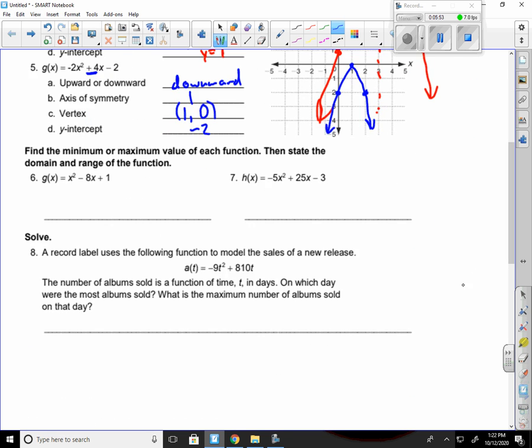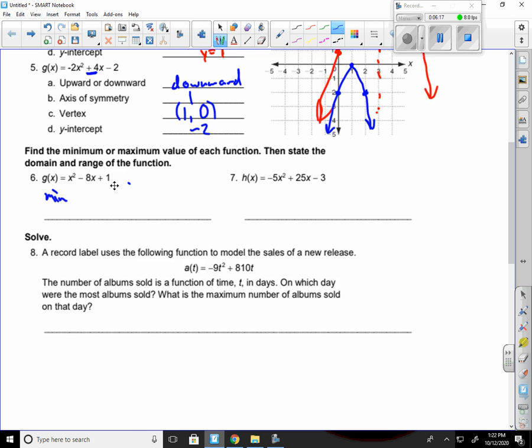Find the minimum or maximum value of each function, then state the domain and range of the function. So for this one, in order to find out whether it's a minimum or a maximum, I look at it, this is a 1 here, it's positive, so that means it is going upwards, so I'm finding a minimum. To find my minimum, I just find the vertex.